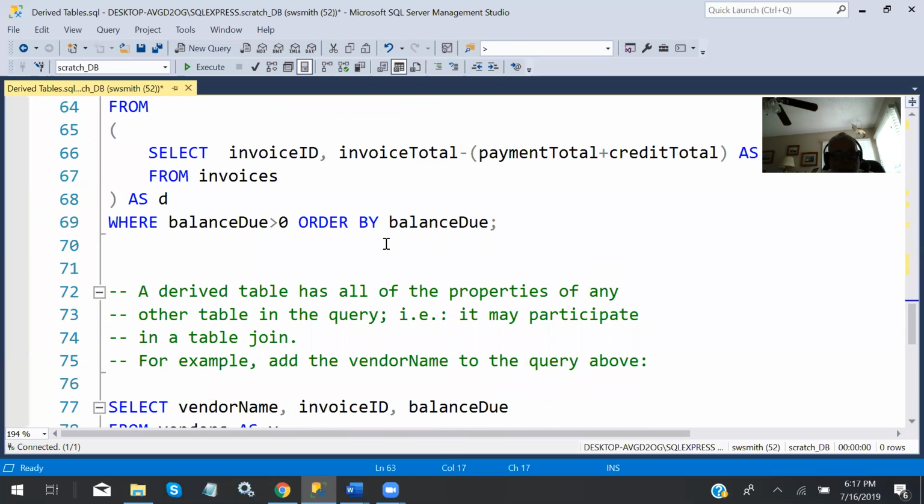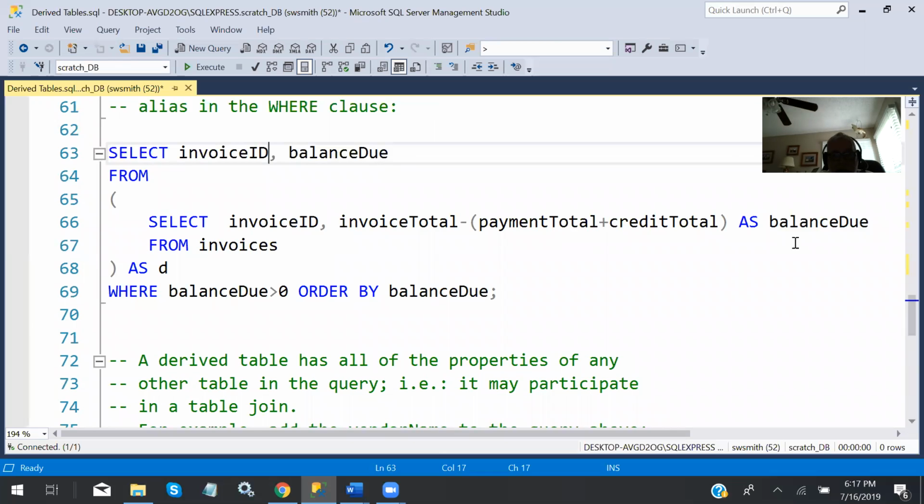But this time, in this case, I want to use balance due down in the where clause for some strange reason. Maybe I'm just trying to prove a point that it can be done. Or maybe there's a reason why you need to do it that way.